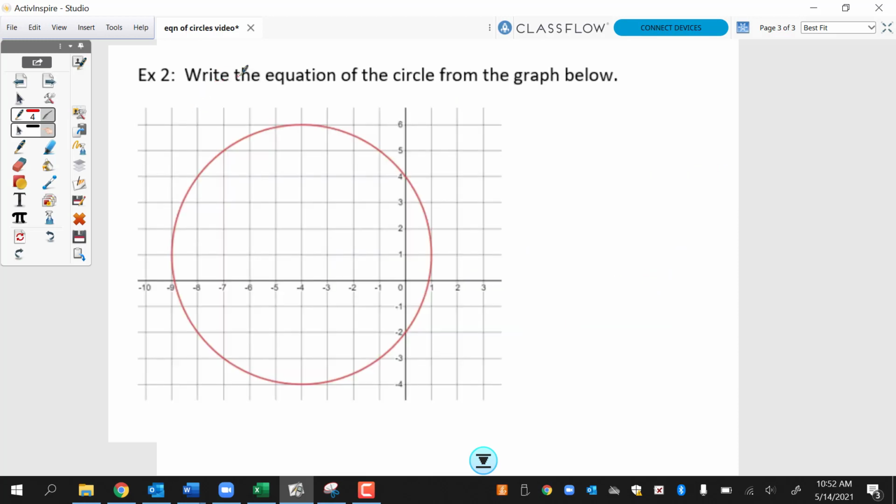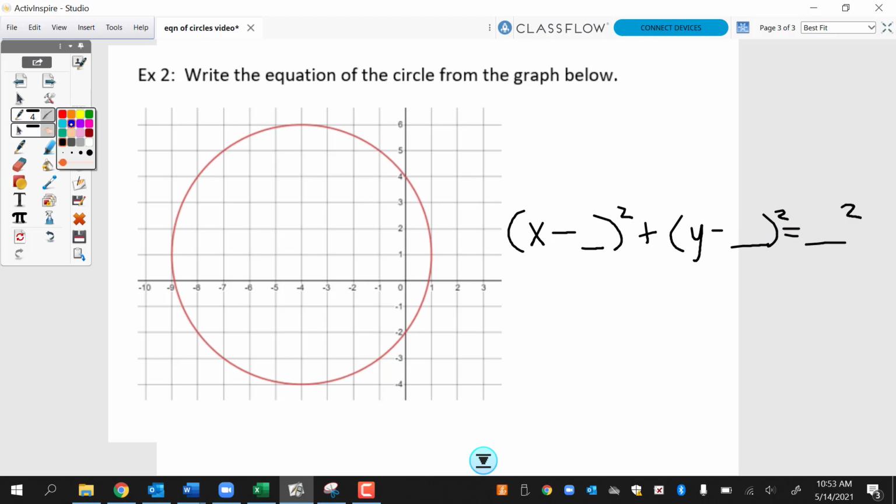Okay, the second example, writing the equation of the circle from the graph. They're giving us a graph and asking, what is the equation of this graph? Well, I know equations of circles always look the same: x minus something squared, plus sign in the middle, y minus something squared equals something squared. The two things I need to know are the center and the radius. I'm going to find the center first. You can't find the radius without knowing where the center is. So where is the middle of this circle, the halfway point? You're kind of eyeballing it here. I can see this right here. That's going to be my center.